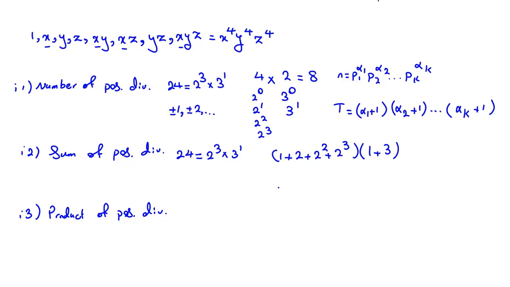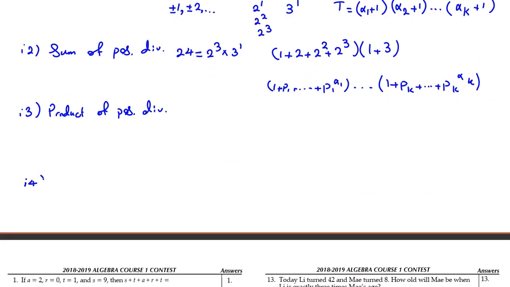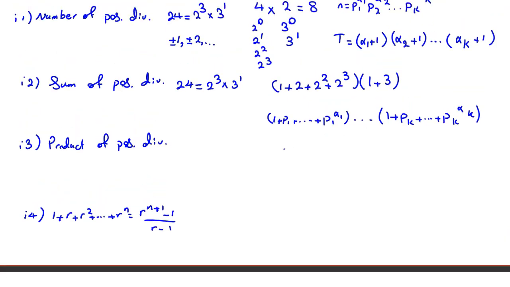So in general, if n is p1 to the alpha 1 up to pk to the alpha k, the sum is (1 + p1 + ... + p1 to the alpha 1) for p1, then for p2, up to for pk (1 + pk + ... + pk to the alpha k). And for finding this, let me tell you an identity, idea 4: 1 + r + r squared + ... + r to the n equals (r to the n plus 1 minus 1) over (r minus 1). So here we can say (p1 to the alpha 1 plus 1 minus 1) over (p1 minus 1), times ..., times (pk to the alpha k plus 1 minus 1) over (pk minus 1). Okay.